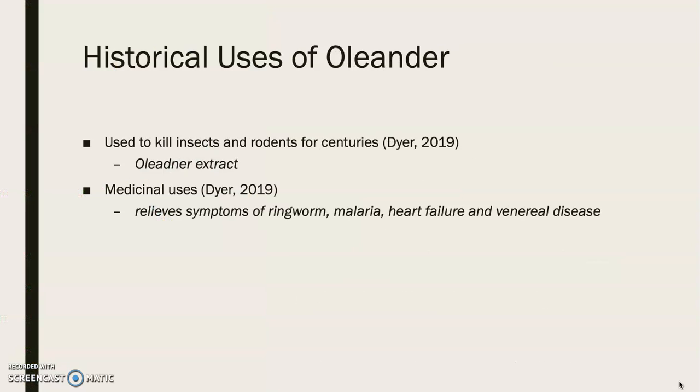Oleander has been used in the form of extract to kill insects and rodents for centuries. Today, that practice is still used in developing countries. There are also many medical uses that oleander is good for. The main medical use of oleander extract is to treat heart failure. Cardiac glycosides are the compounds in oleander that not only make the plant toxic, but also make it medicinal. It has been clinically proven that cardiac glycosides are an important factor in treating heart failure.